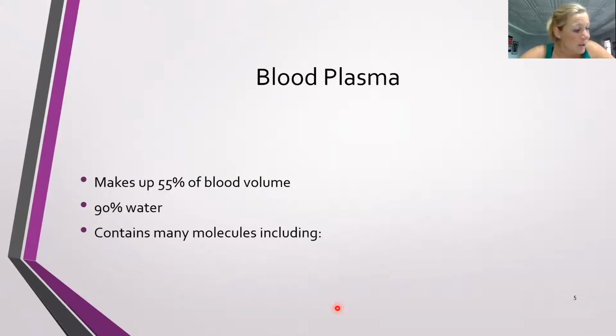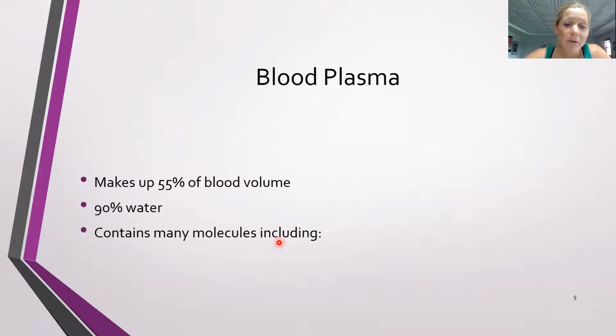Blood plasma. Again, this makes up about 55% of our blood volume. It's pretty much water, so 90% water. It also contains many other ions or other molecules. Molecules included in the blood plasma include sodium and potassium.